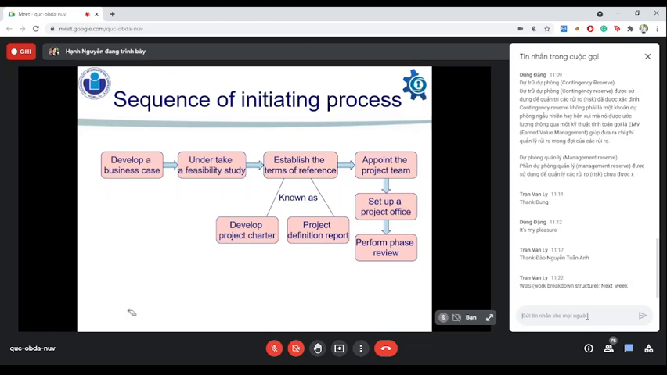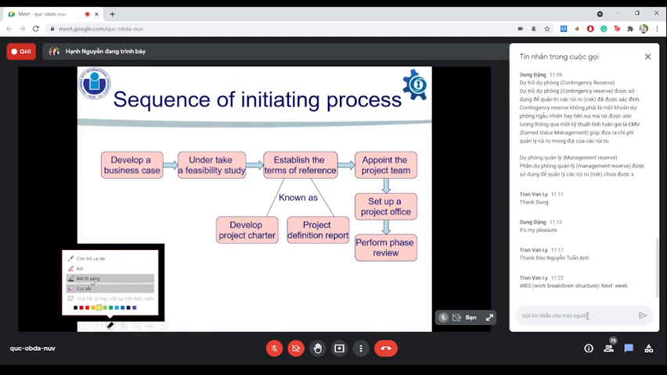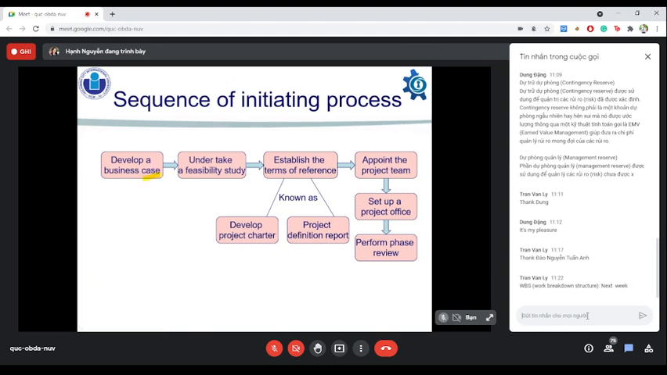So the sequence of the initiating process includes six steps. First, you need to develop a business case. This will explain why the project is necessary and how it will succeed. The second step is to conduct a feasibility study. So in this step, you will research the reason for the project and determine if it will succeed or not. Thirdly, you will come to a stage where you will determine how the project will be structured and executed by the following documents, such as developing the project charter and developing the definition report.